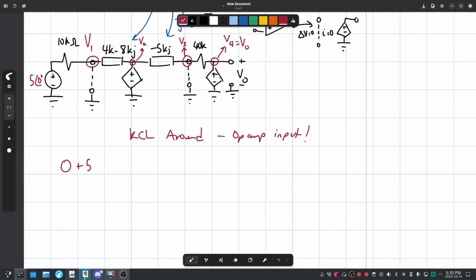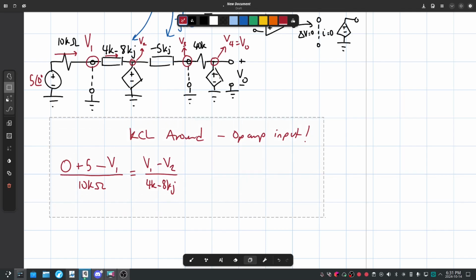So we can just simplify that to 5 minus V1 over 10,000 ohms. That's coming in, and coming out is going to be V1 minus V2 over 4,000 minus 8,000 J. Never knows how I got that, right? It's just KVL.